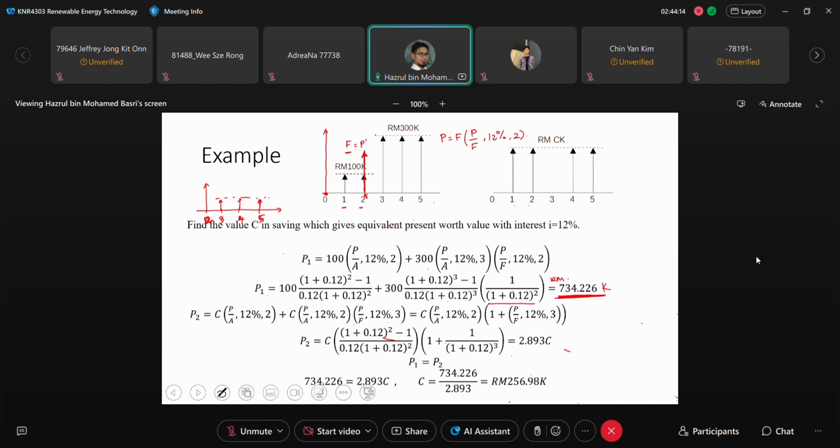So now this is the main deal. The main deal here is on project number 2, because we want to find out what is the value of C that makes these two projects equivalent in terms of present value. Okay, clear?